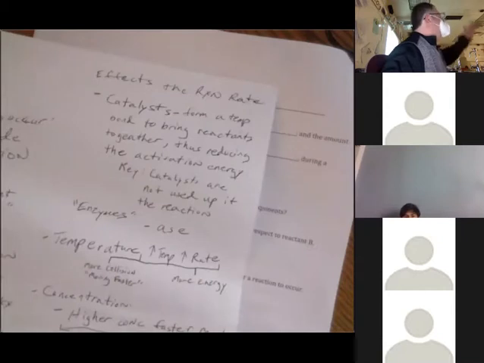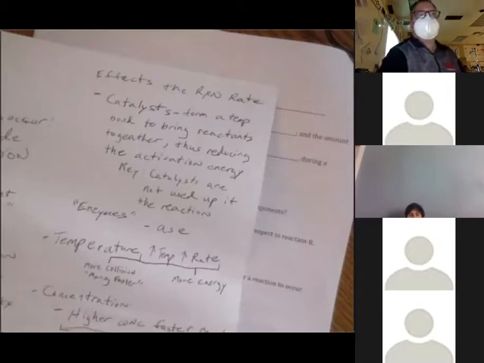It should be below because it lowers the energy, but we usually don't write it as a solid line. We write it as a dotted line, right?